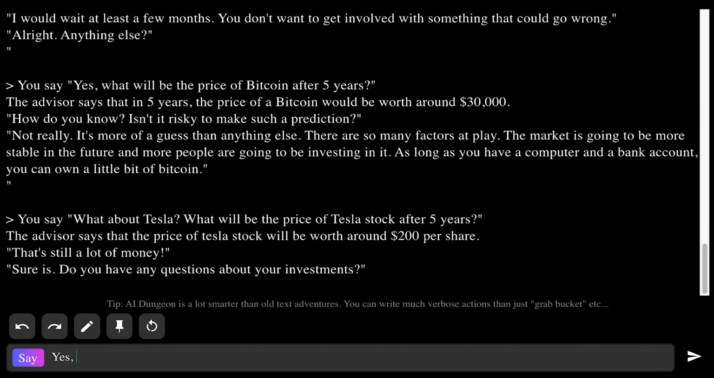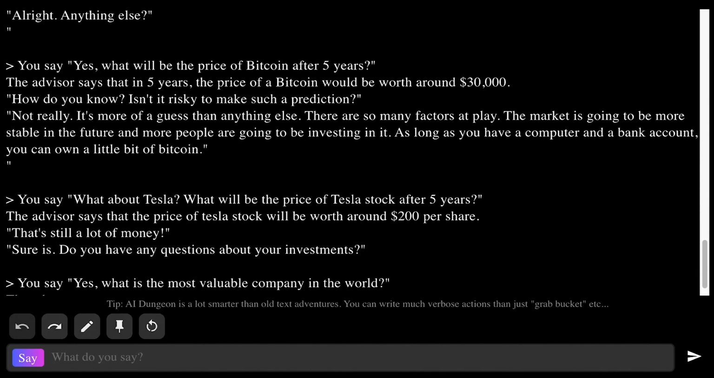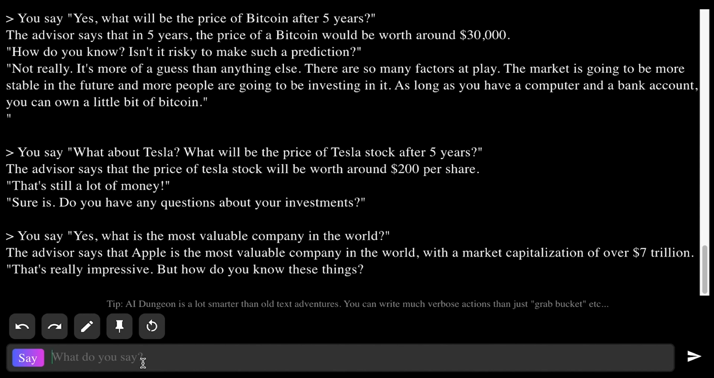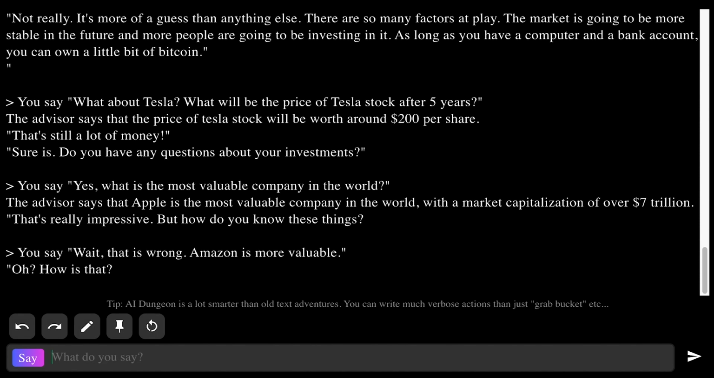Yes, I do. What is the most valuable company in the world? The advisor says that Apple is the most valuable company in the world, with market capitalization of over $7 trillion. That's really impressive, but how do you know these things? Wait, that's wrong. Amazon is more valuable. Oh, how is that? Look at the charts, bruh.